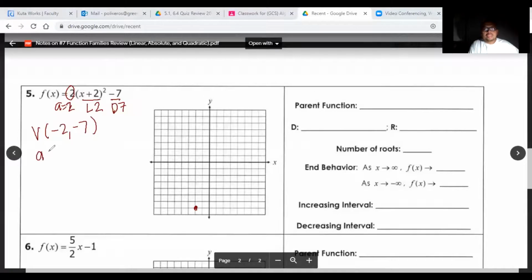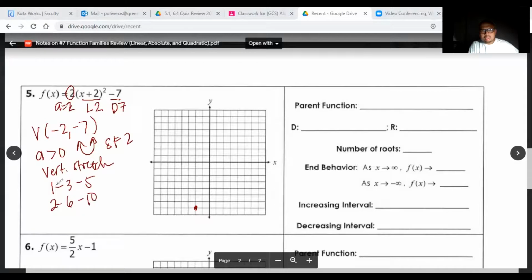The a is positive, so therefore it opens upward with a scale factor of 2. So this is a vertical stretch. Instead of doing the 1, 3, 5, I'm going to use 2, 6, 10 because I multiply the 1, 3, 5 by 2, because the value of a is 2. So from the vertex, I'm going to go up by 2. 1, 2 over, up 6. 1, 2, 3, 4, 5, 6 over. You can keep going by 10, but I don't have space for that.